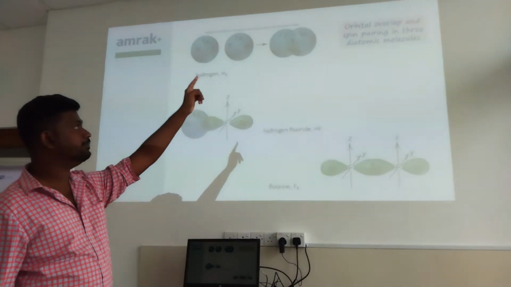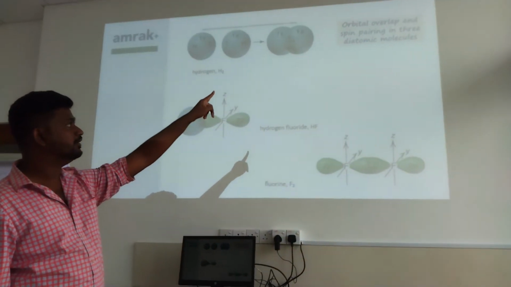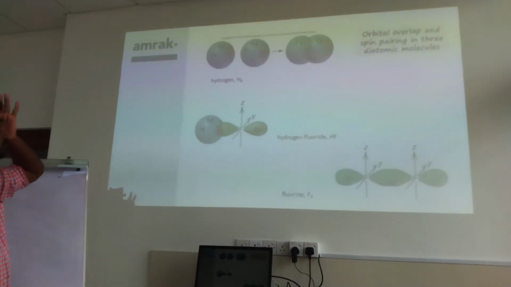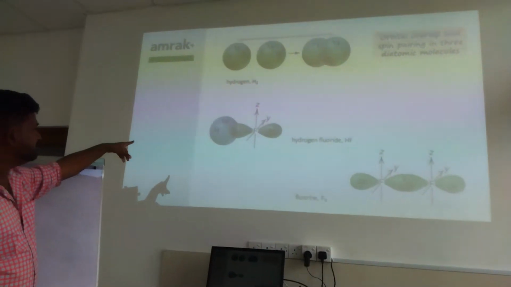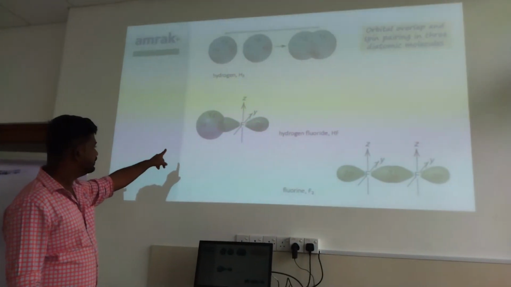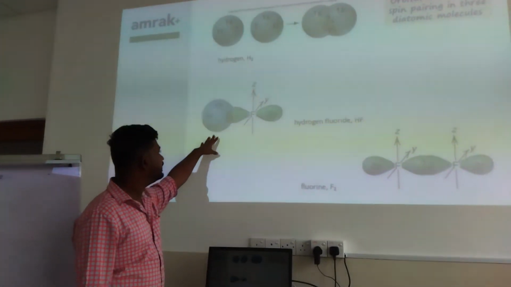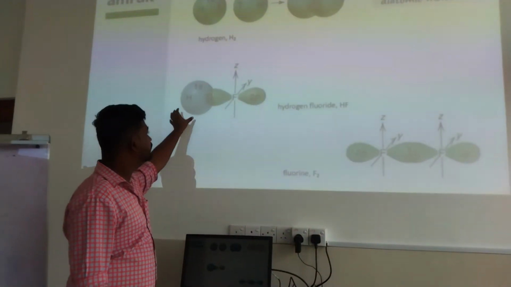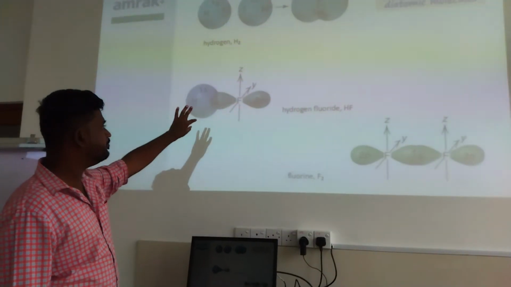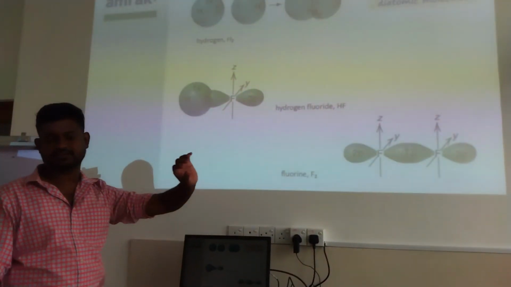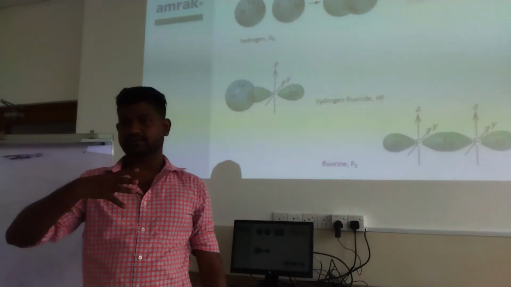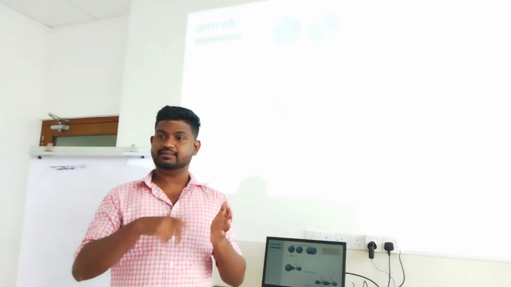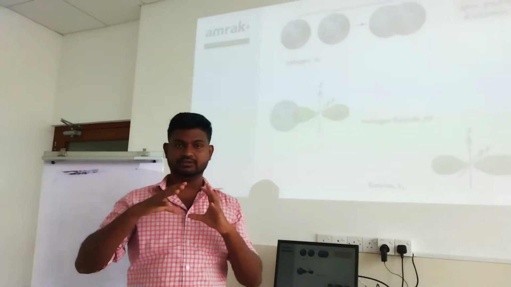See, orbital overlap and spin pairing in three diatomic molecules, right? So this is how they make the bonding. This one, what do you call? This is an s orbital, and this one is a p orbital, right? So they both hybridize, and they make sp hybridization. Like hybridization, also you have different types: sp hybridization, sp2 hybridization, spd hybridization. Like according to the orbitals, they are different.